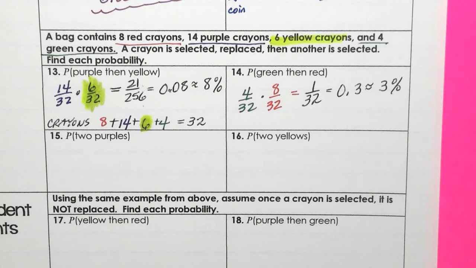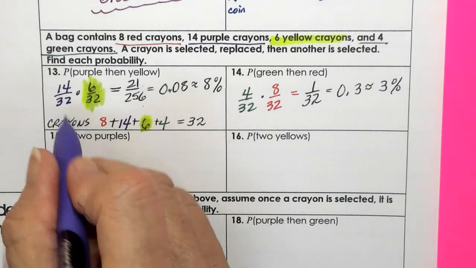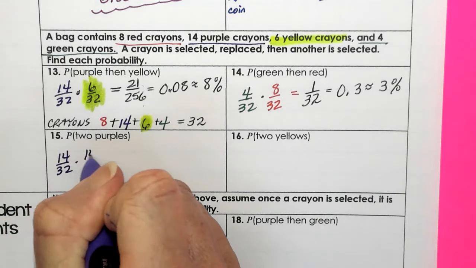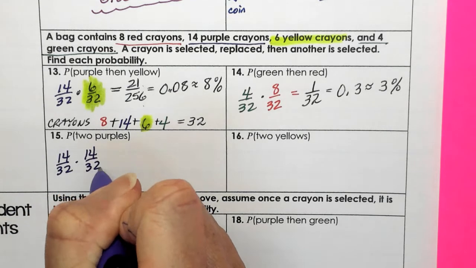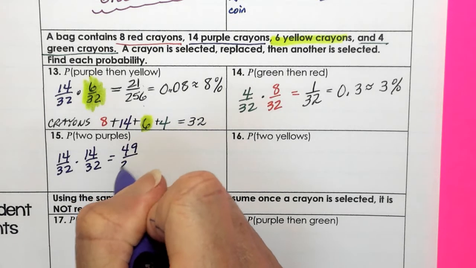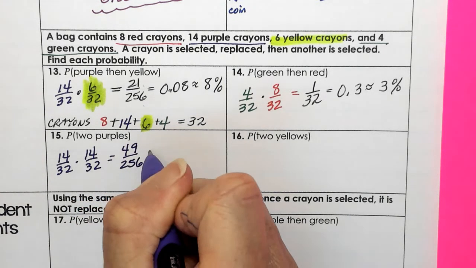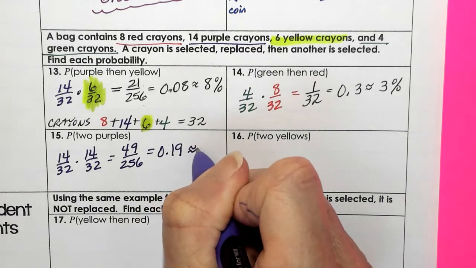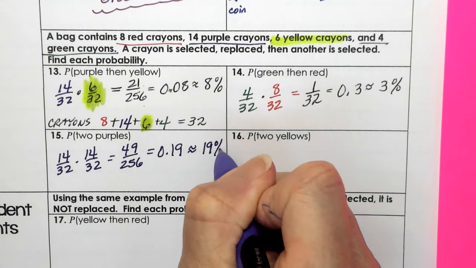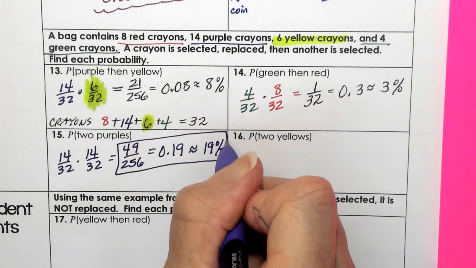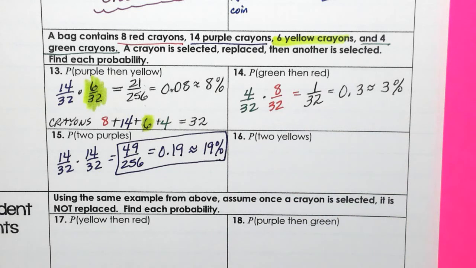Now it says 2 purples. So we know purple is a 14 out of 32 chance, and we're doing that twice. And we multiply that together, we get 49 out of 256, which equals 0.19. Multiply times 100, a 19% chance of getting 2 purples in a row.